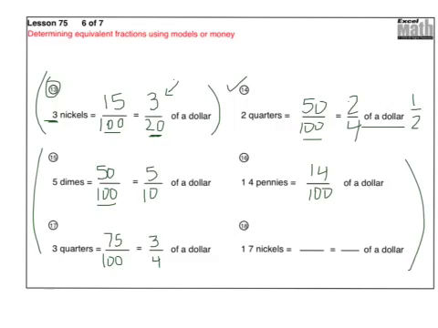17 nickels, you might have had to count up those nickels to see how much money that is. The other way you can do it is just by multiplying by 5, because each nickel is worth 5 cents. 7 times 5 is 35. And carry the 3. 1 times 5 is 5, plus 3 is 8. So we have 85 cents out of 100 cents, and that's 17 nickels out of the 20 nickels that it takes to make a dollar. Did you get those right?